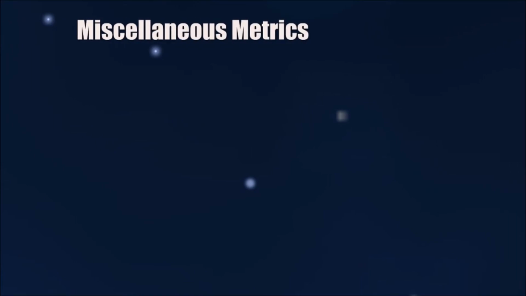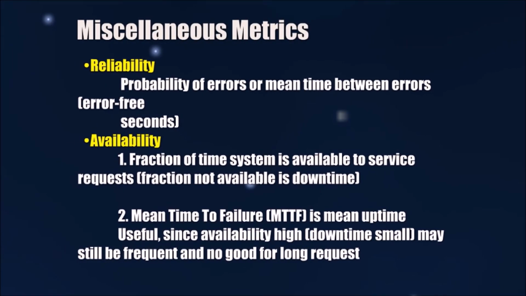Miscellaneous metrics. Reliability: probability of errors or mean time between errors, error-free seconds. Availability: fraction of time the system is available to service requests. Fraction not available is downtime. Mean time to failure, MTTF, is mean uptime. Useful, since even if availability is high and downtime small, failures may still be frequent and no good for long requests.